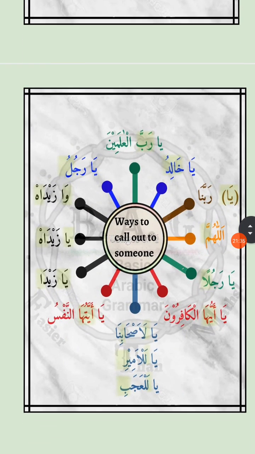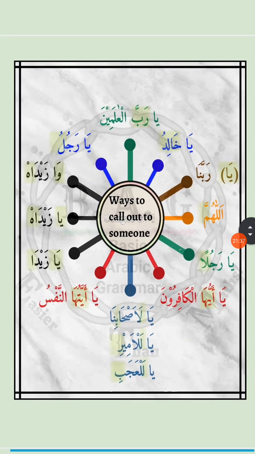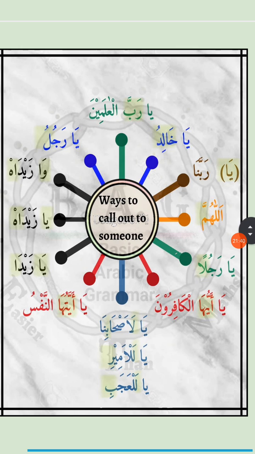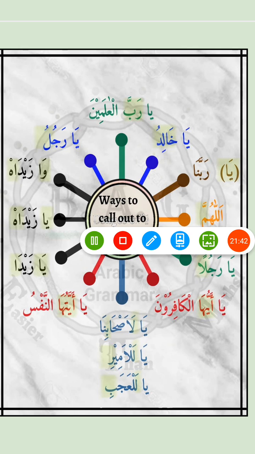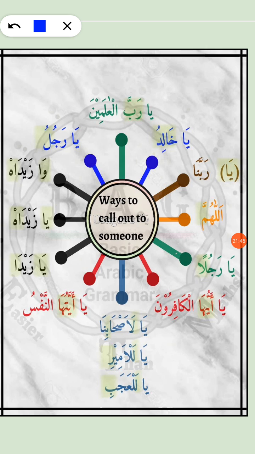Then we did the ways to call out to someone. I'm going to revise them really briefly over here, because this is something that requires some in-depth explanation. You can of course go and watch the video that I did for this topic. But briefly, there are three basic ways. First of all, you have the harf ya, and you can use it in a number of ways. Then you have wa.